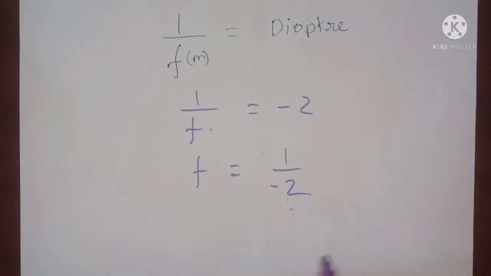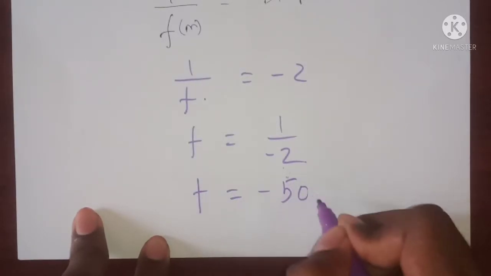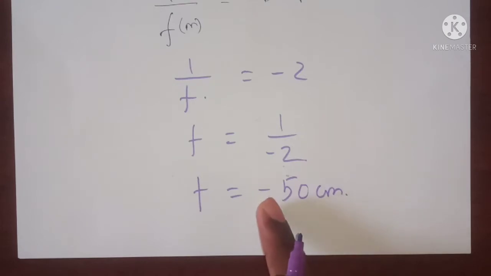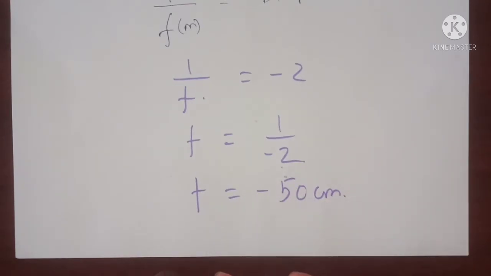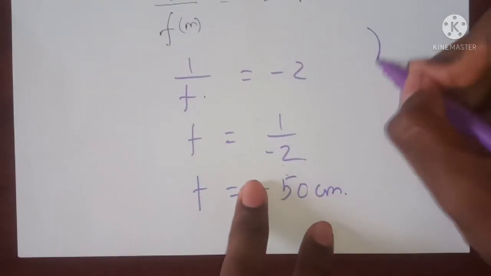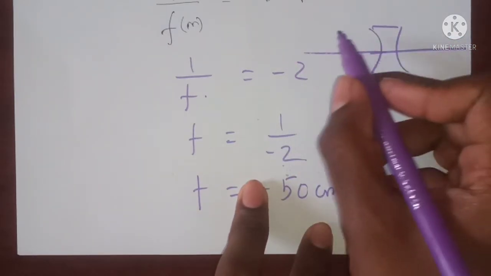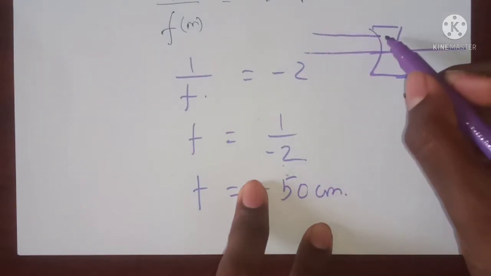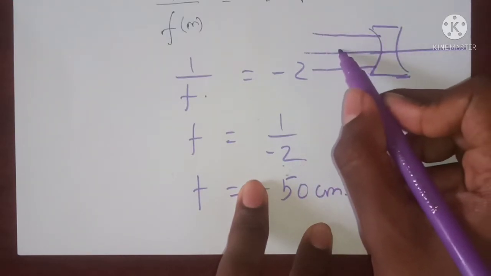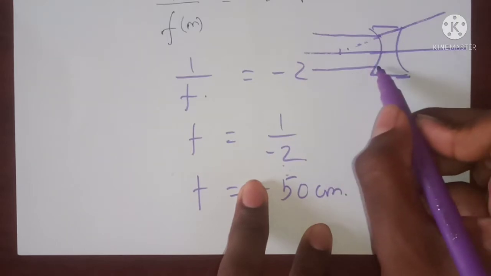So what is -1 by 2? It is nothing but -50 centimeter. What does this -50 centimeter tell us? It tells us that this lens is a concave lens, because the focus is -50 centimeter. A concave lens has a negative focus, because when I take a concave lens and take a parallel ray, it will pass through the focus.